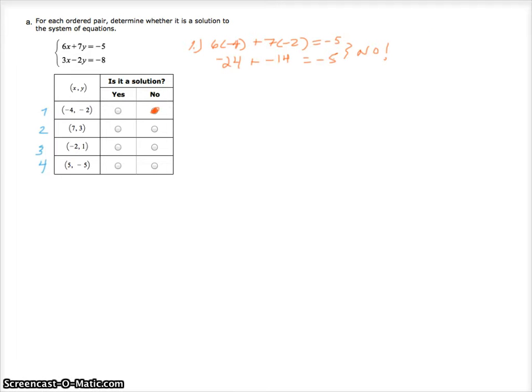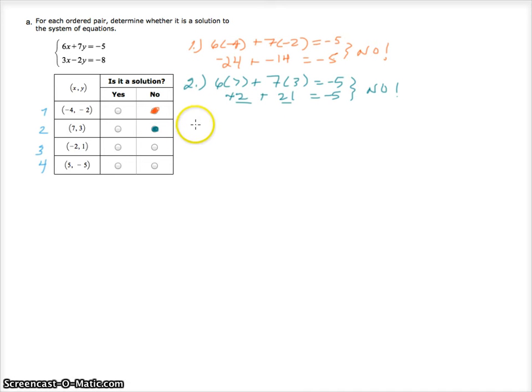Alright, so let's check number 2. I'm going to plug in 7 for x, so 7 times 6 plus 7 and 3 for y equals -5. Well, this gives me 42 plus 21 equals -5. There's no way. So that's another big no. And remember, the point has to work in both equations or it doesn't work. Alright, so far, no and no.